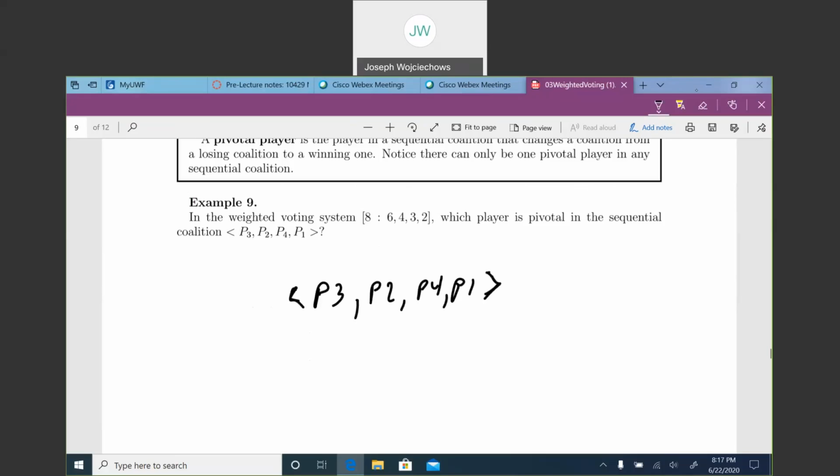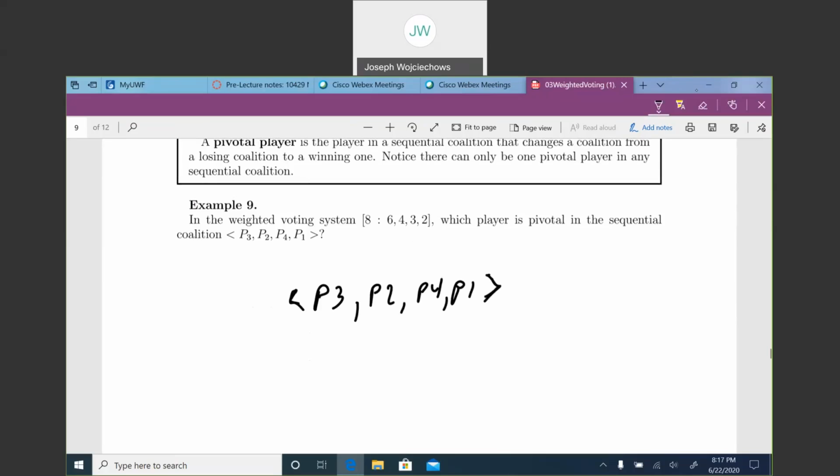So let's write out the weights of these so we can see it easier. 3, 4, 6. Oh, that's not 6, that's 2. 2 and 6.